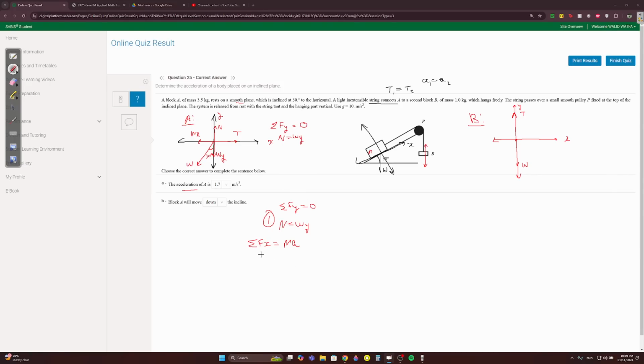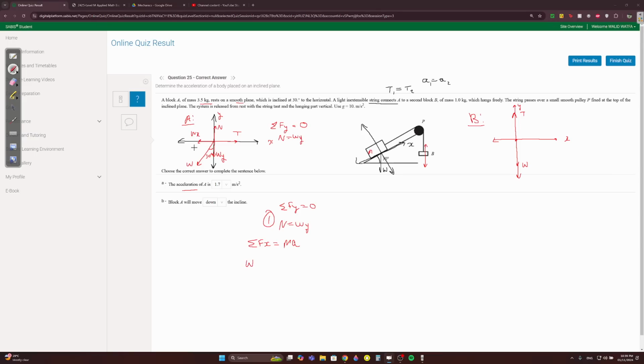Fx is equal to ma. What are my horizontal forces? Where is it accelerating, to the left or the right? Obviously it's going to accelerate to the left because this one's heavier, but you never know. It depends on the angle. I'm just going to solve as if I don't know. Let's say it's accelerating to the right or not to the left.